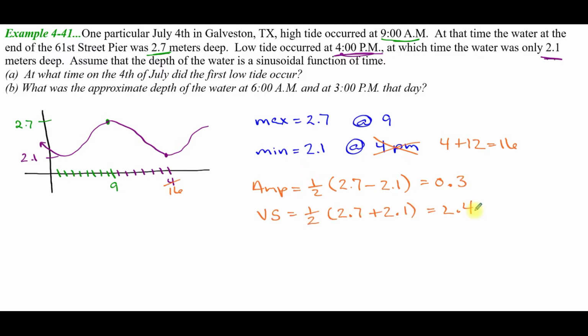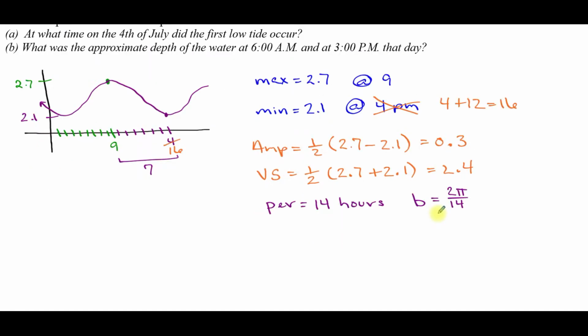We can also calculate our vertical shift, which is 1/2 maximum plus minimum, and we're going to get 2.4. Next, we can talk about the period. So the period is the time it takes to go from maximum to maximum or minimum to minimum. To get from the maximum to the minimum is going to be 7 hours. Then to get from the minimum back to the next maximum is going to be another 7 hours. So our period is going to be 14 hours, which gives us a B value of 2 pi over 14, which reduces to pi over 7.